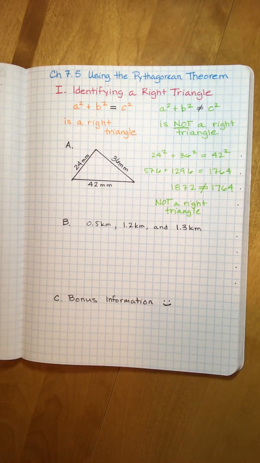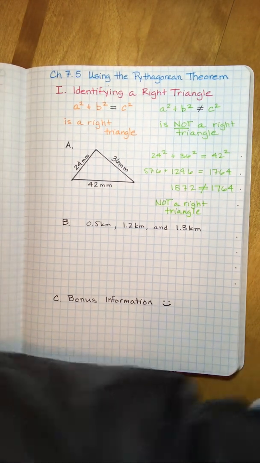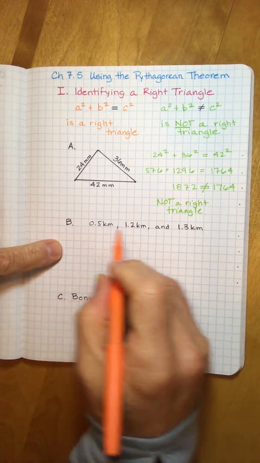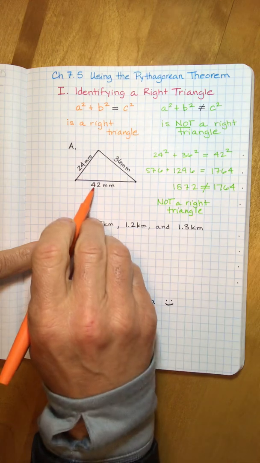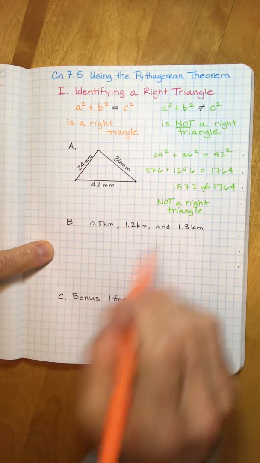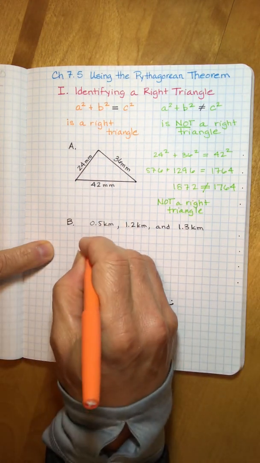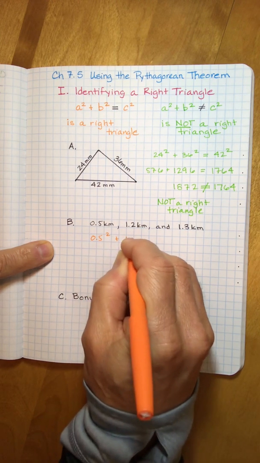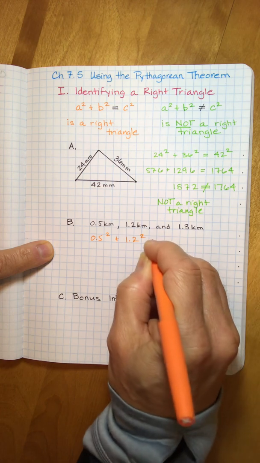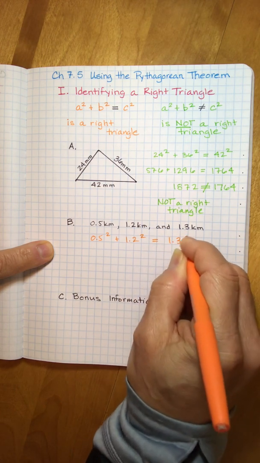I'm not going to use a calculator for this one. So they're in order, and again, the greatest side, right, is the hypotenuse. 1 3/10 is the greatest of these three. So I'm going to take 1/2 squared plus 1 2/10 squared is equal to 1 3/10 squared.